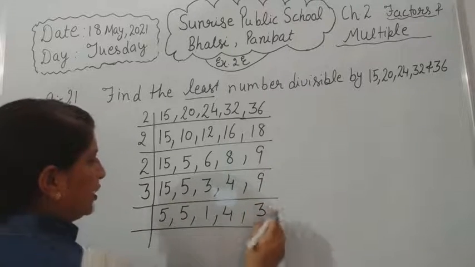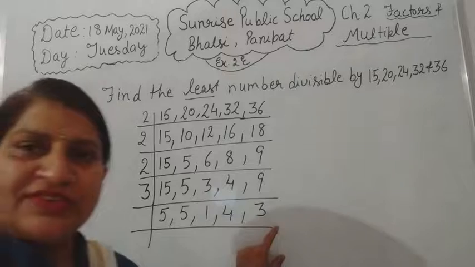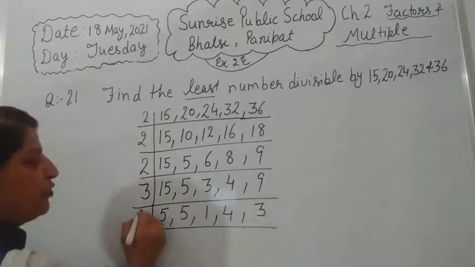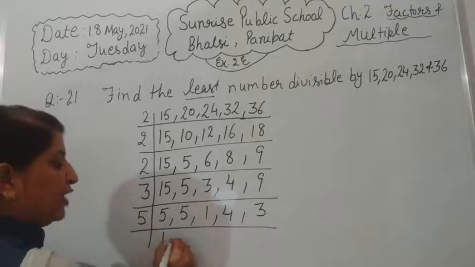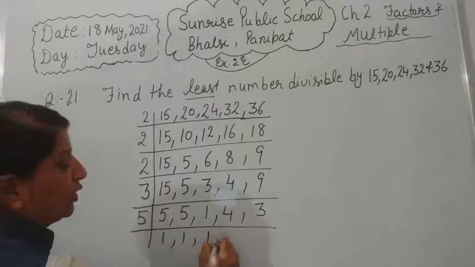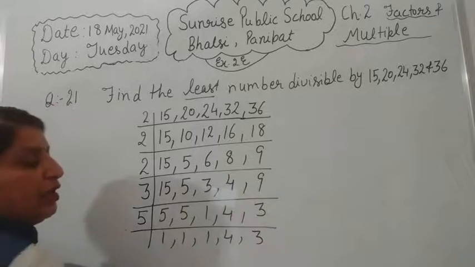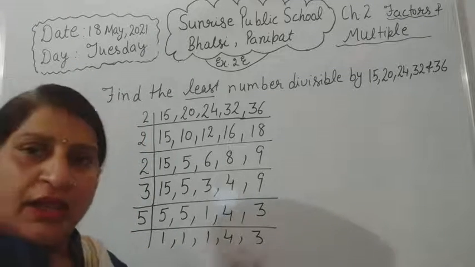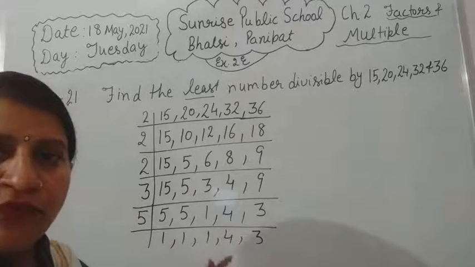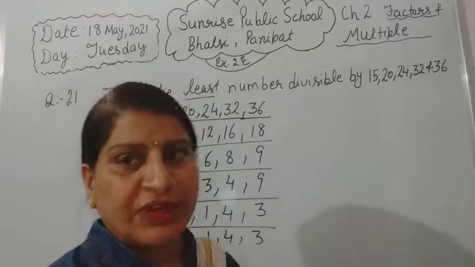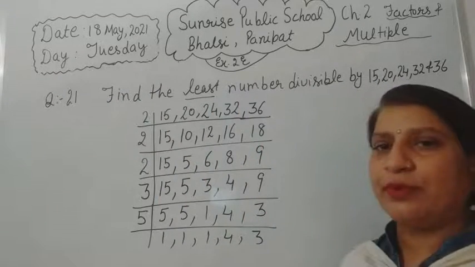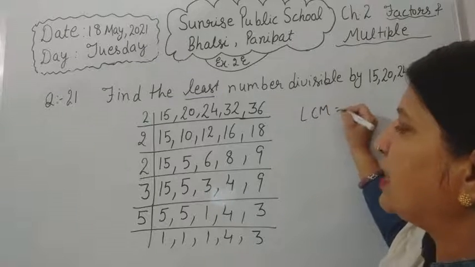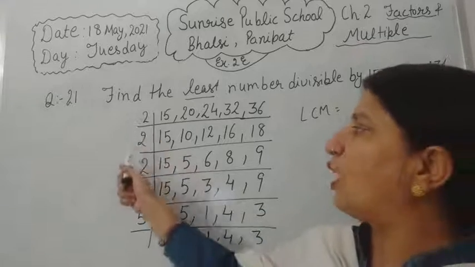Now here you see that only one number is divisible by 3. So we again leave it as it is and we start to divide the number by 5. Now our number 5 1s are 5, 1, 4 and 3. Now only these two numbers are left and these are divisible by itself. Only 4 is divisible by 4 and 3 is only divisible by 3. Now here we write the LCM and in LCM we see that our 2 comes 3 times.